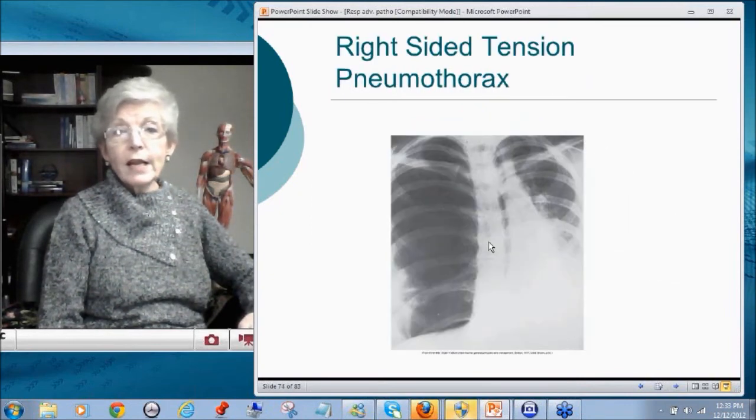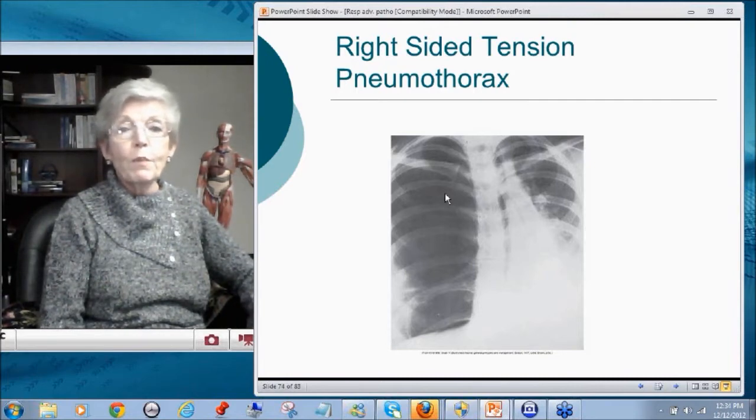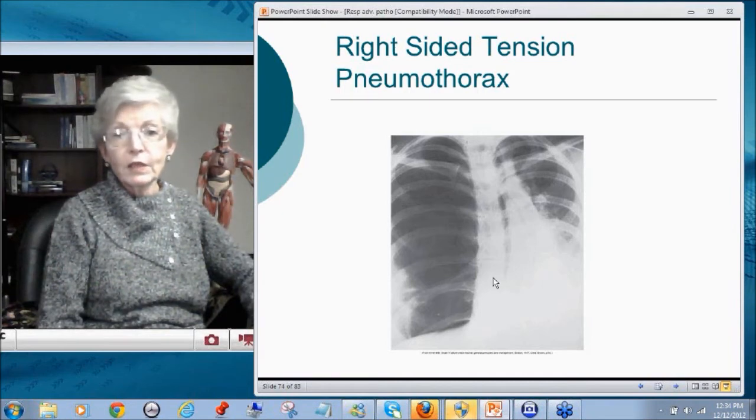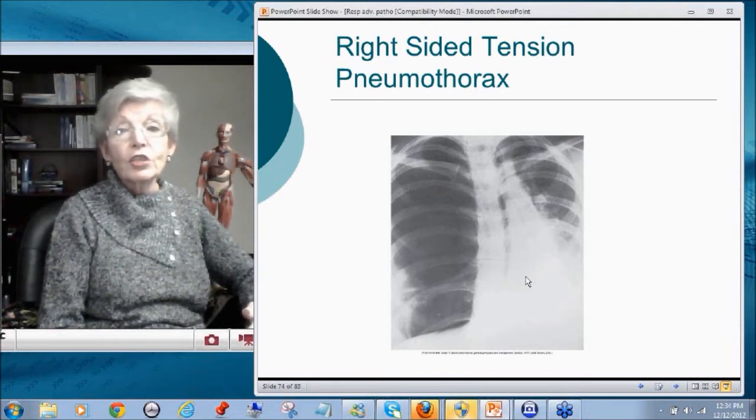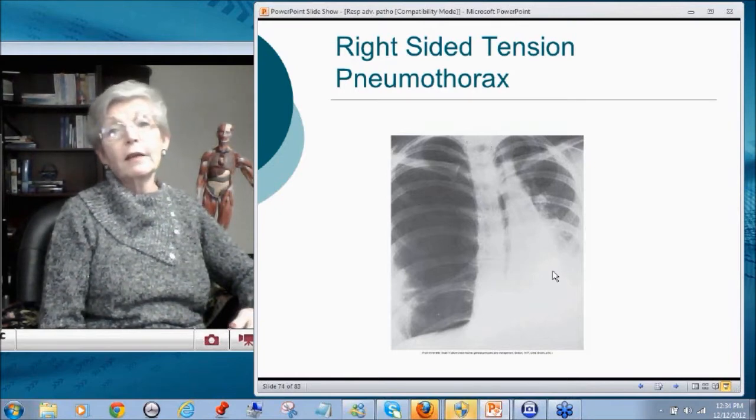This is demonstrating a right-sided tension pneumo, and I know it's hard to see, but the entire right lung is deflated. There's no normal pulmonary vascular markings here. It's just deflated. And the heart here, as you can see, the heart is actually shifted. It's normally here midline. It's now shifted towards the left.